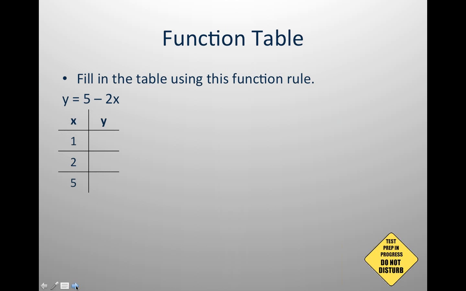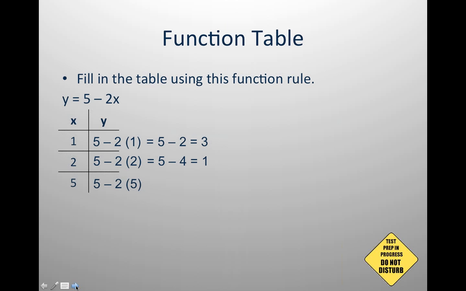Here we're going to use a table, a function table. Now, tables and graphs are all summary devices. They're devices that we use to summarize information. So the information that we need for the independent variables and the dependent variables can be summarized in a table. The way we do that is we simply put in the value for x and then we solve for y. So if we put in 1 for x, then 2 times 1 is 2, and 5 minus 2 is 3. So that means y equals 3.